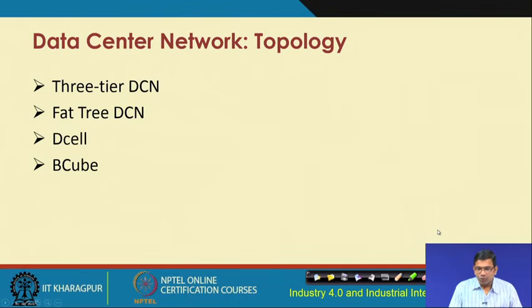There are different topologies that are supported for a data center network. The common ones are the 3-tier DCN, that means the 3-tier data center network, the fat tree data center network, the DCell and the BCube.